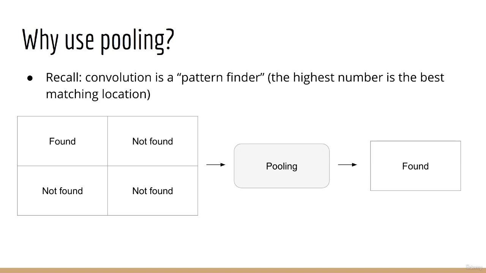So when I take the max, it says the pattern has been found. That's good because it tells me that the pattern has been found without caring where it was found. Average pooling is the same idea, but I think max pooling is a little more intuitive in this regard.